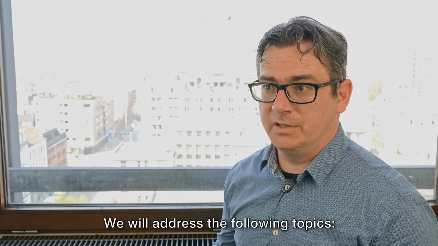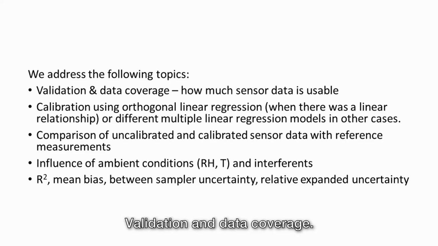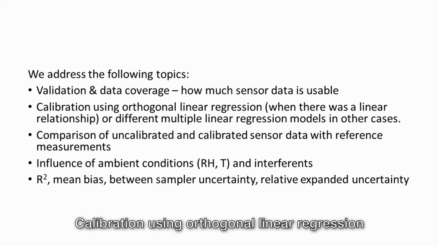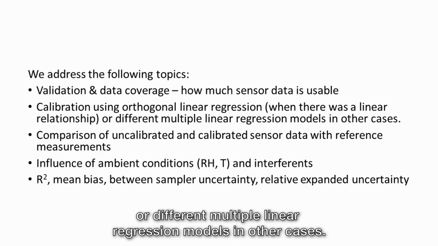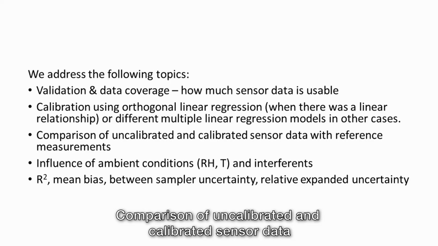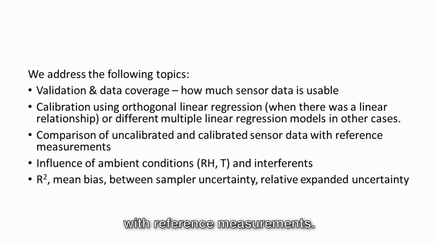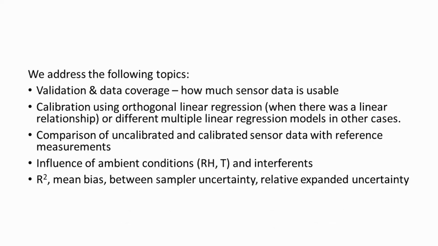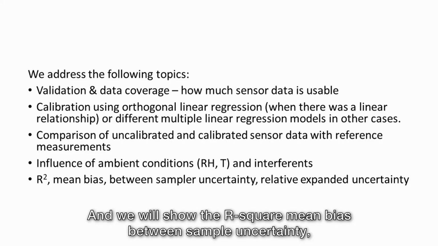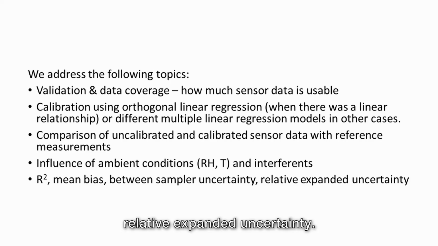We will address the following topics: validation and data coverage, how much sensor data is usable, calibration using orthogonal linear regression when there was a linear relationship, or different multiple linear regression models in other cases. Comparison of uncalibrated and calibrated sensor data with reference measurements, the influence of ambient conditions like relative humidity, temperature, and other interference, and we will show the R-square, mean bias, between sampler uncertainty and relative expanded uncertainty.